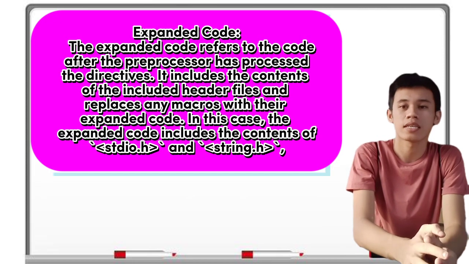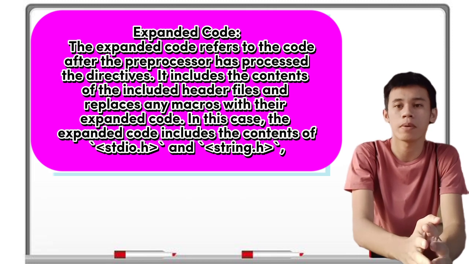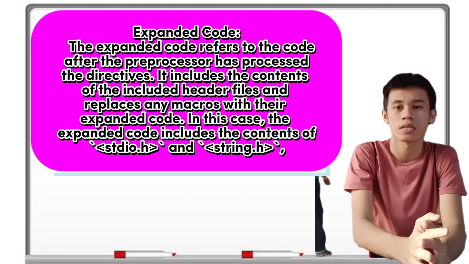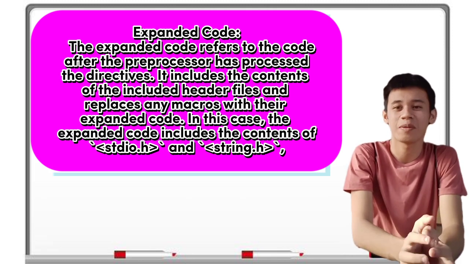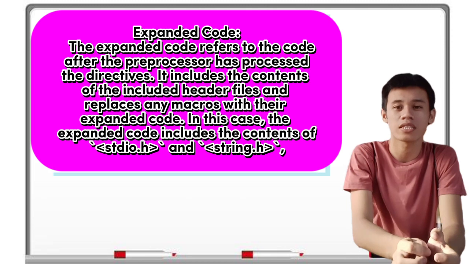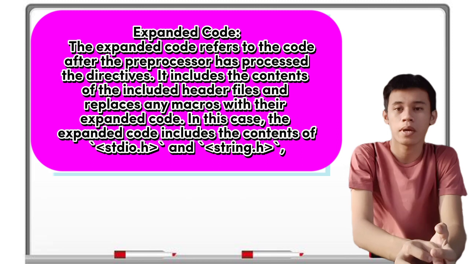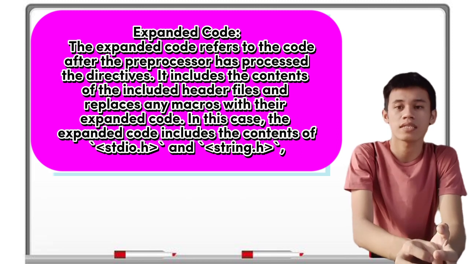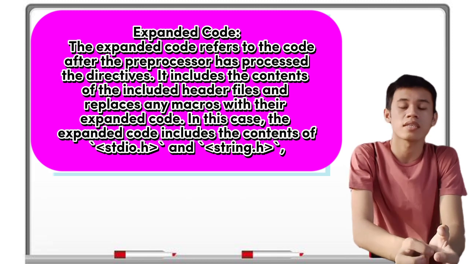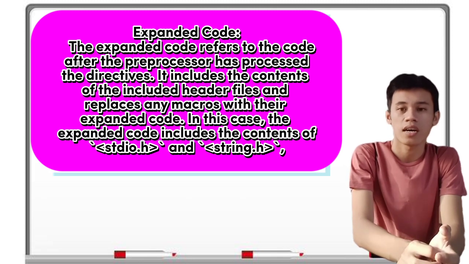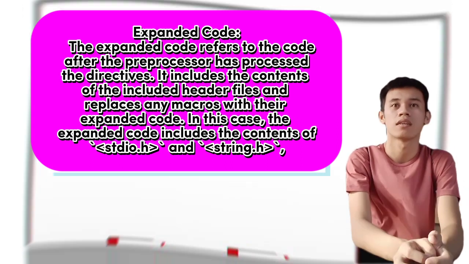The third is expanded code. Expanded code refers to the code after the preprocessor has processed the directives. It includes the contents of included header files and replaces any macros with their expanded code. In this case, the expanded code includes the contents of stdio.h and string.h, as well as the replacement of NUM_ROWS with a value of 16.